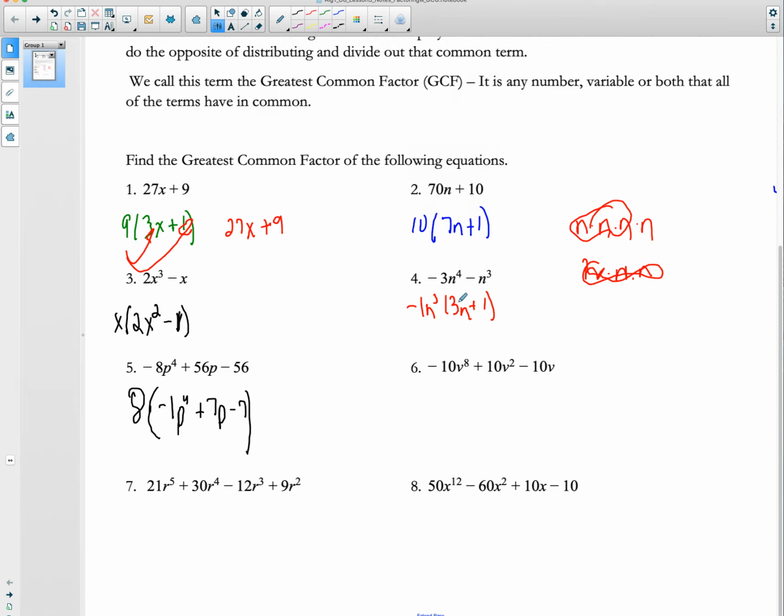All right, so let's once again look at our 3 terms. I have a 10, I have a 10, I have a 10. Well, guess what? The greatest number I can take out is, in fact, 10. Now when I look at my v's, I have 8 v's here, I have 2 v's here, and I have 1 v here. So how many v's can I take out of all 3? How many are common to all 3? It would just be 1. So I can only take 1 v out of all those groups.